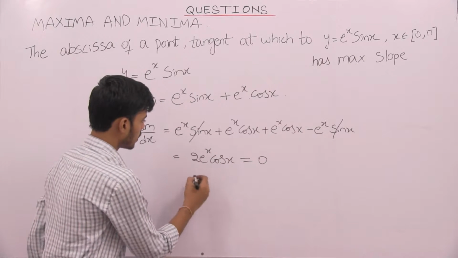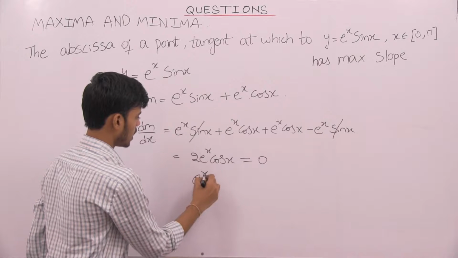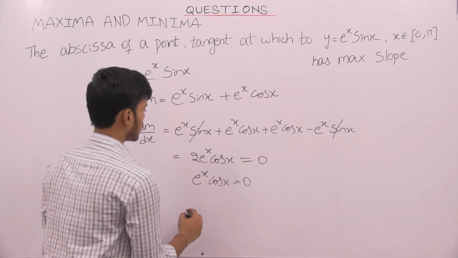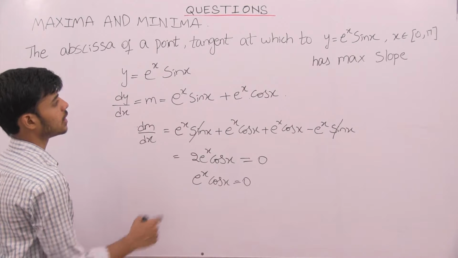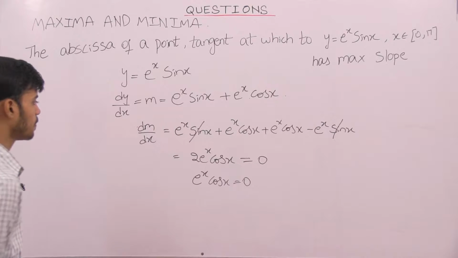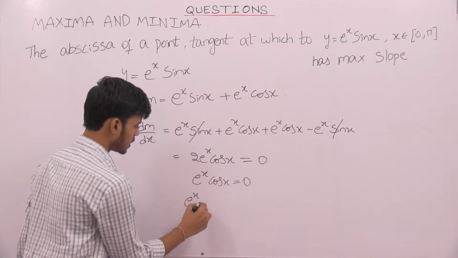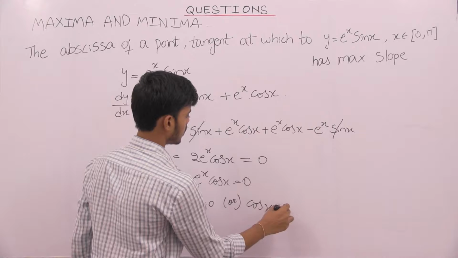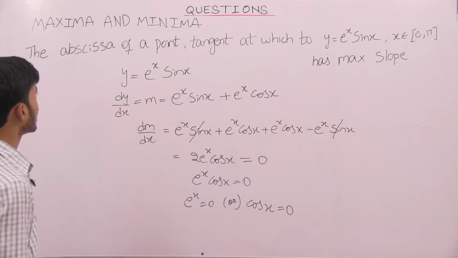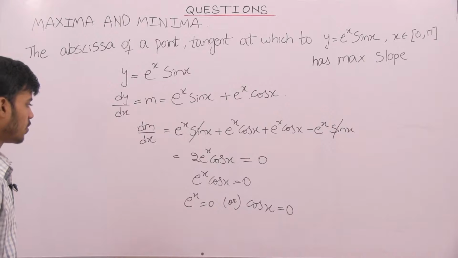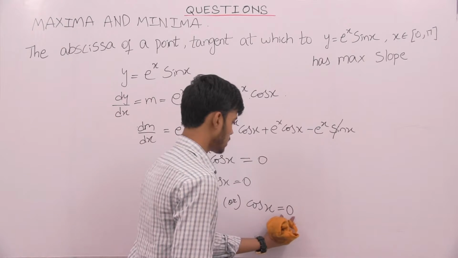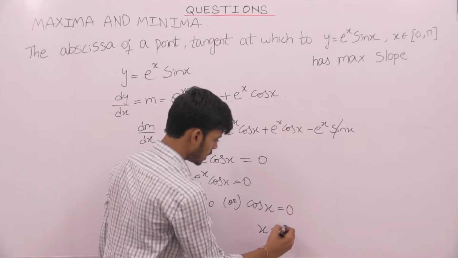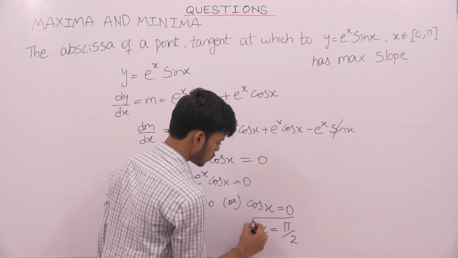So we have e power x cos x is equal to 0. This means, given that x belongs to 0 to pi, e power x is equal to 0 or cos x is equal to 0. We need the abscissa of the point, which means we need the value of x. Omitting this, we have cos x is equal to 0, which happens in 0 to pi at x is equal to pi by 2.